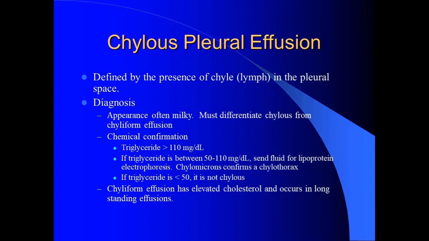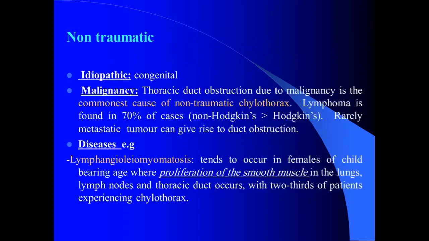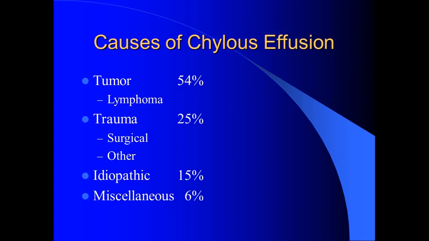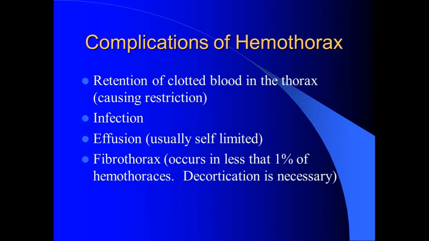Chylous pleural effusion is defined by the presence of chyle in the pleura, with an appearance of a milky pleural effusion, and you should differentiate chylous from pseudochylous. A triglyceride level of more than 110 milligrams per deciliter is almost diagnostic. Pseudochylothorax can be seen in rheumatoid arthritis or tuberculosis. The most common causes of chylous effusion are tumor, like lymphoma, trauma, surgery, or idiopathic. Hemothorax is secondary to trauma.